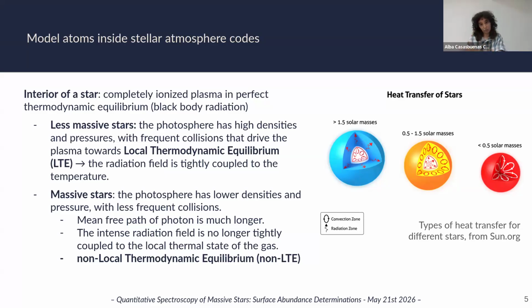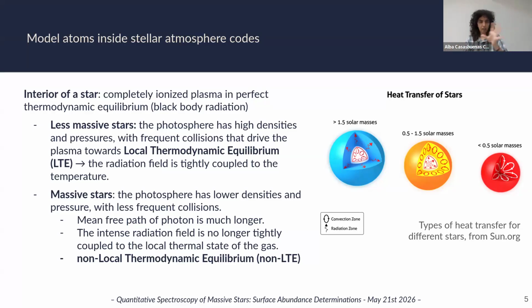And therefore, with these stars, we can approximate the stellar atmospheres with local thermodynamic equilibrium, or LTE. However, in the most massive stars, the photosphere has much lower densities and pressures, and the collisions are less frequent. Therefore, the mean free path of the photon is much longer, and the radiation field is no longer coupled to the temperature of the gas. Therefore, we can no longer use the LTE approximation, and we have to work in non-local thermodynamic equilibrium, or non-LTE.